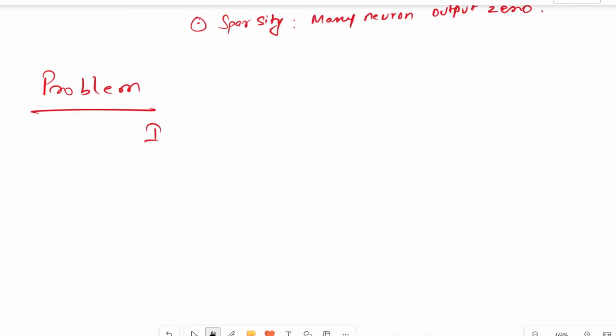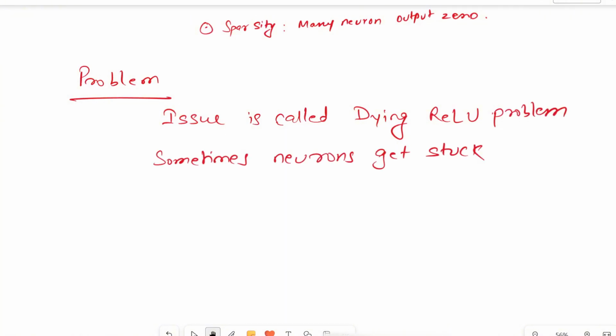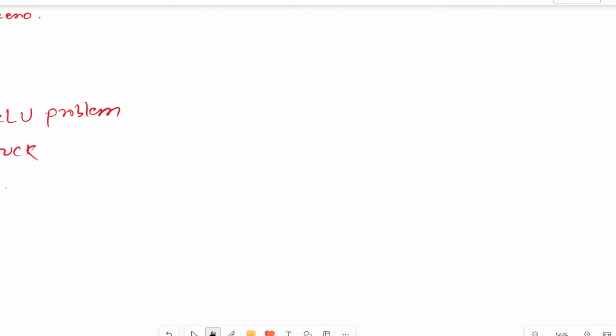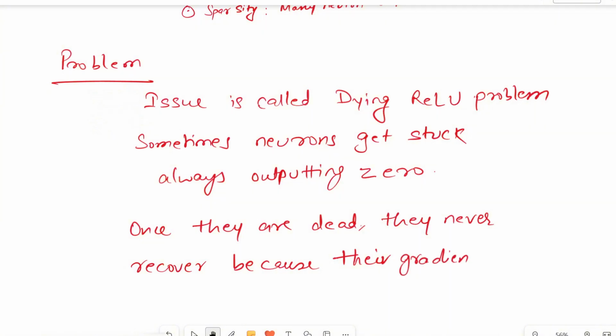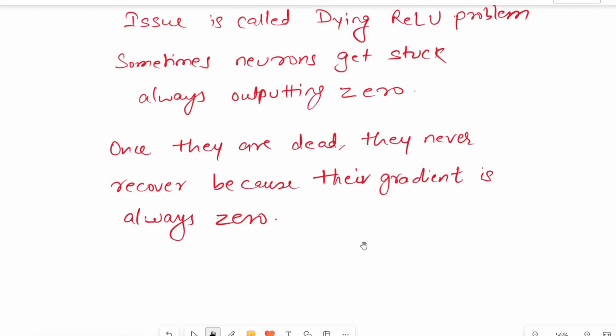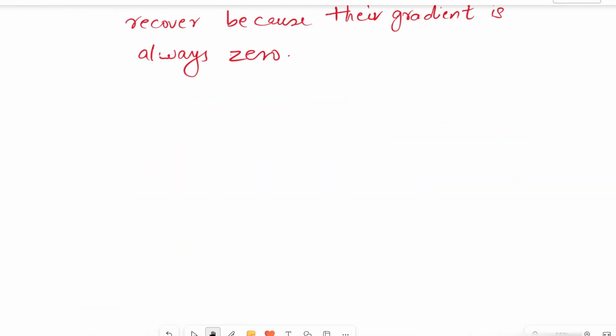Moreover, ReLU has one issue called the dying ReLU problem. Some neurons can get stuck and always output 0. Once a neuron outputs 0, its gradient is also 0, meaning it will never recover during the training phase. This can be caused by poor initialization or high learning rates.